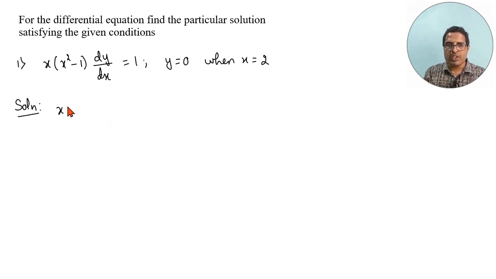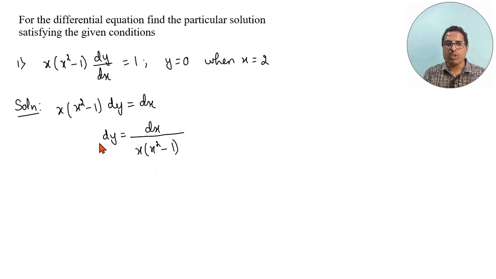Let this differential equation be written as x into (x square minus 1) times dy is equal to dx. Or dy will be equal to dx divided by x into (x square minus 1), getting all the x terms on one side. We see that the variables are separated. Now let us try to integrate it.